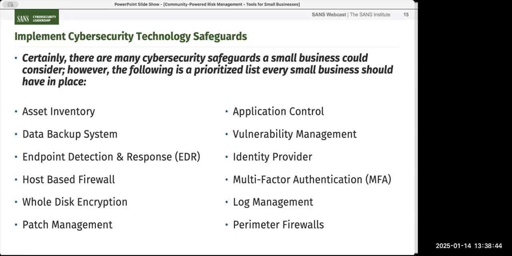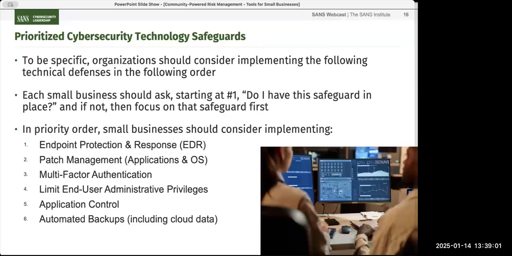You would expect me to do data backups. You'd expect endpoint detection and response. You'd expect perimeter firewalls, patch management. But these specifically are the things that I would expect a small business to do if I was giving them feedback on what they could do to defend themselves. And in fact, if I want to get super specific, I spent some time on this, really debating what I thought I would do.